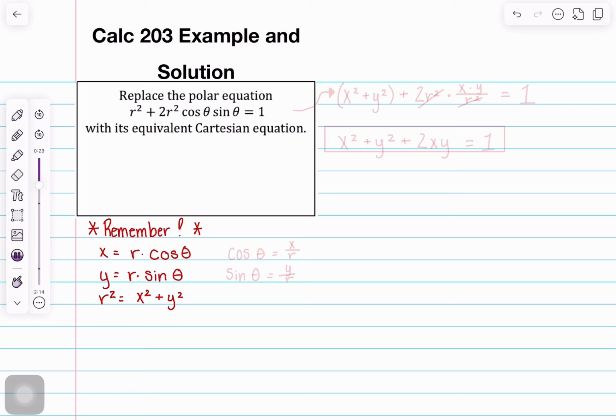And just to mention, since we also know that x is equal to r times cosine of theta, we can use this equation to then help us find out what cosine of theta is in terms of x and r. And that would be the same for our sine function. Our sine of theta would be equal to y over r. Now that we know all of this, we can now substitute into our equation.